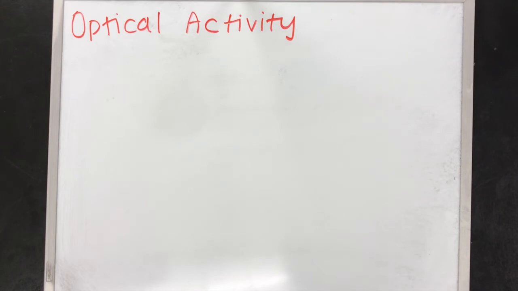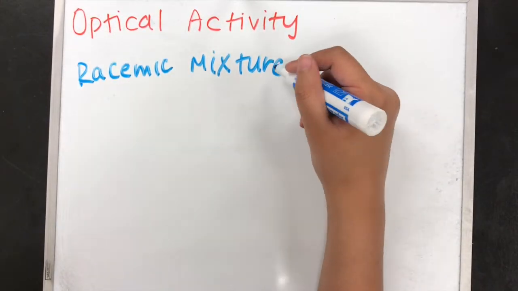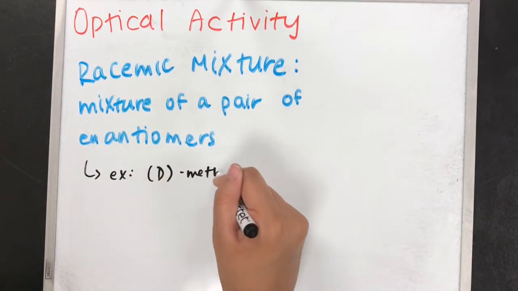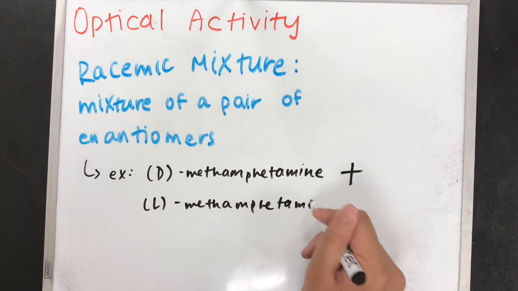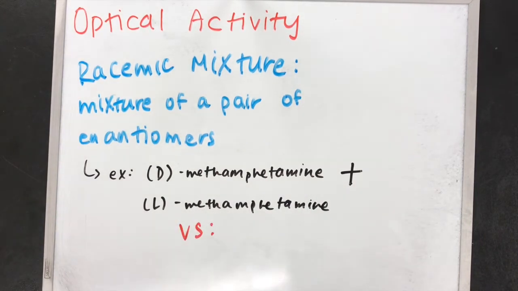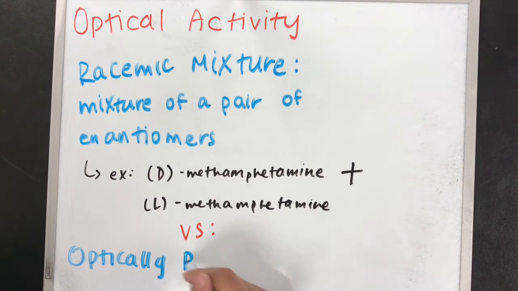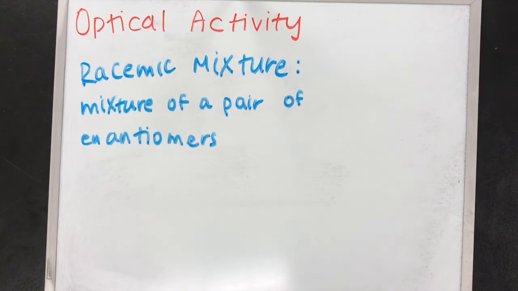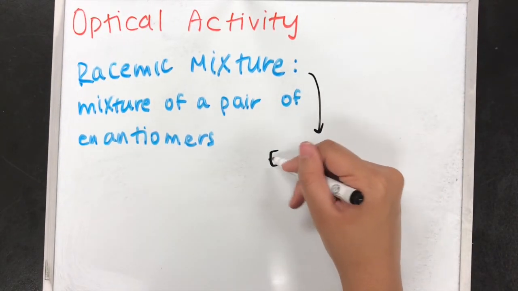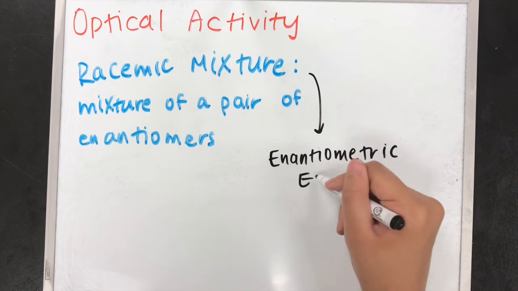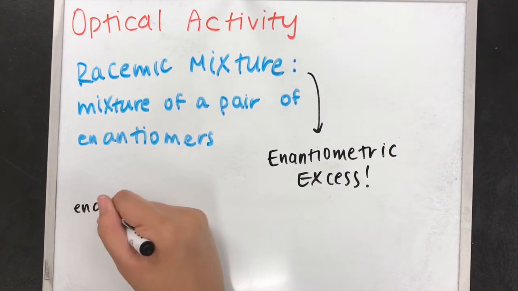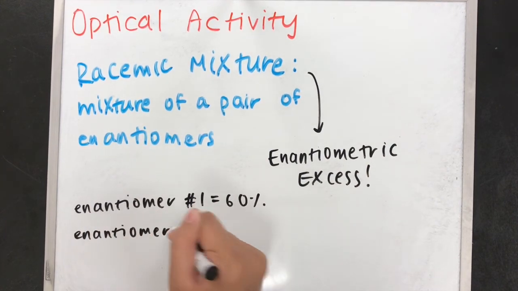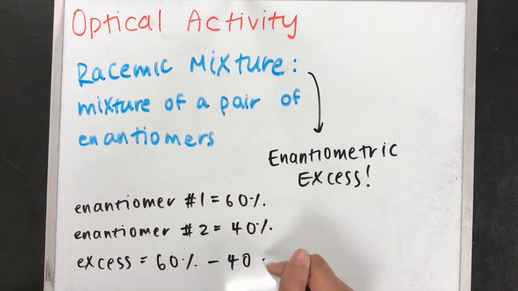Now on to the topic of racemic mixtures. Racemic mixtures are mixtures of a pair of enantiomers of D and L, much like dextromethamphetamine and levomethamphetamine. On the contrary, an optically pure mixture only has one type of enantiomer in it. For racemic mixtures, there is a specific value called an enantiomeric excess. This is the difference in percentage composition of enantiomers. For example, if one enantiomer makes up 60% of a solution and another makes up 40%, then the enantiomeric excess in this case is 20%.